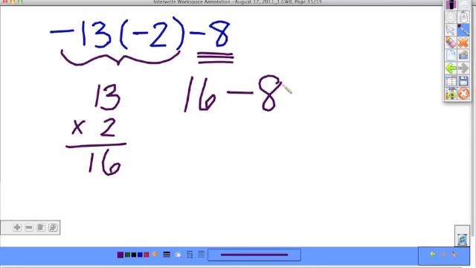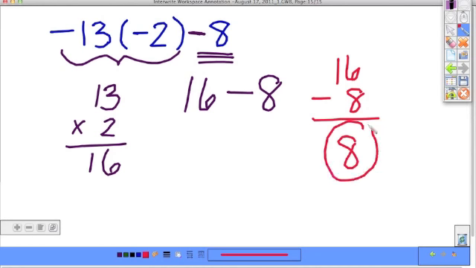Why am I not multiplying negative 8? Because see how the mathematical symbol wound up between the parenthesis and the number? That means we subtract. That doesn't mean to multiply. If I was multiplying all three, this one here would have also had parentheses around it. So let's go ahead and solve this out. You can write it either way. 16 take away 8 is going to leave you with 8. That's your final answer.